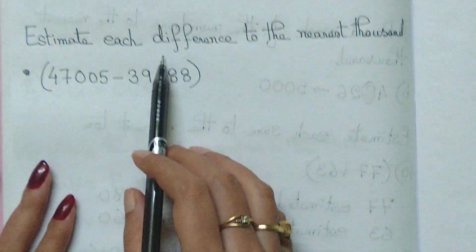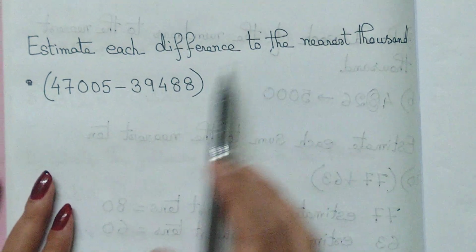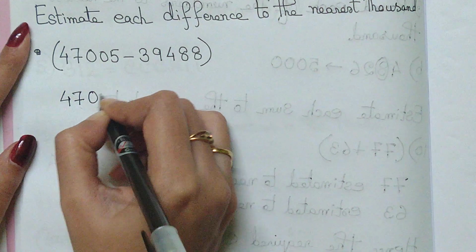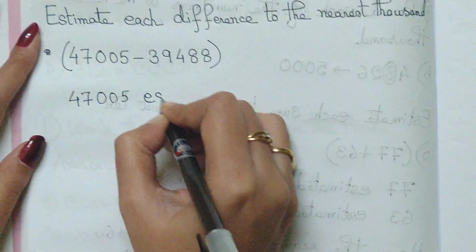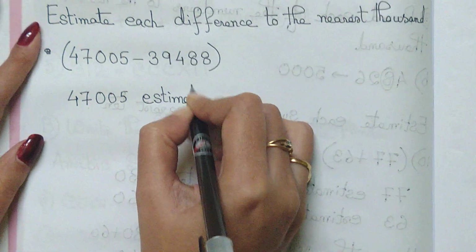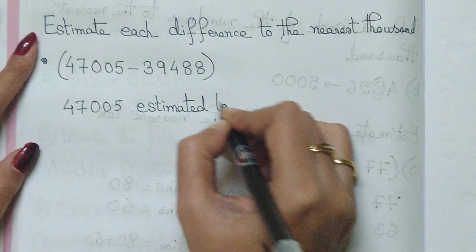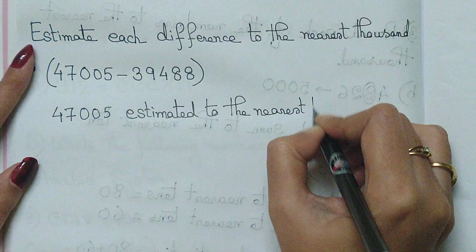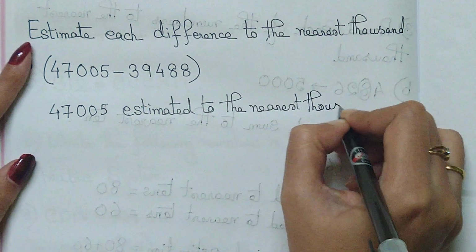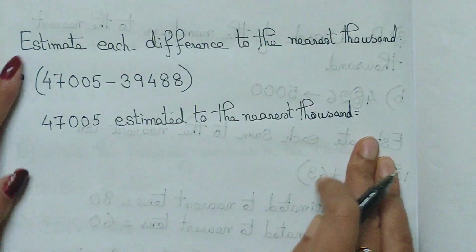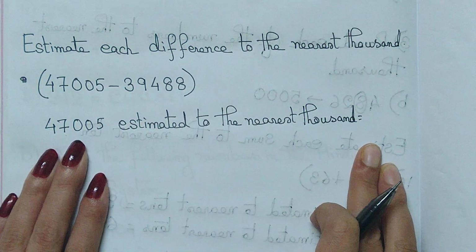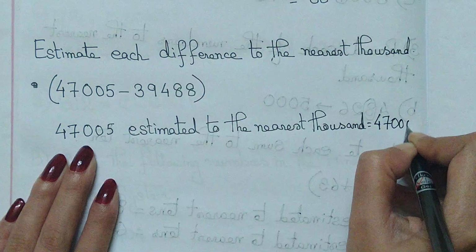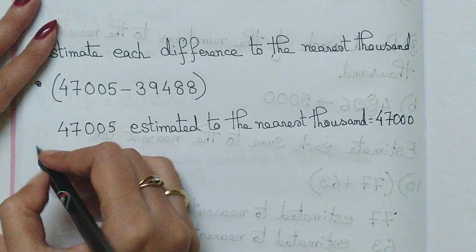Next question, estimate each difference to the nearest thousand. So 47,005 estimated to the nearest 1000 is equal to, we will consider this hundreds place, 0 is there, that means 47 will remain as it is and rest other 0, so it gives you 47,000.